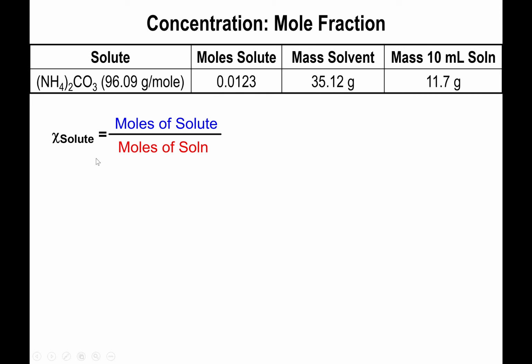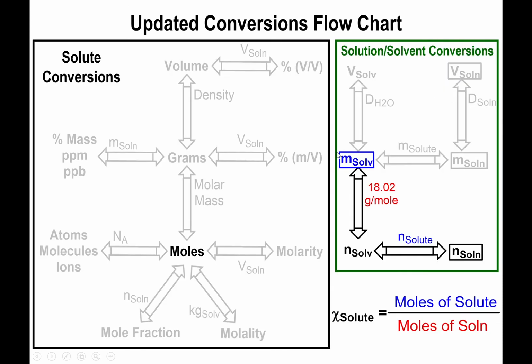Alright, the last one in the series is the mole fraction. The mole fraction is moles of solute over moles of solution. And remember, the mole fraction is given by the symbol chi, which looks like a big X. The moles of solute we already have, so we don't need to calculate that. The moles of the solution, however, we do need to calculate. To get to that, we need to take the mass of the solvent, change it to moles of solvent, and moles of solvent plus moles of solute will give you the moles of the solution.